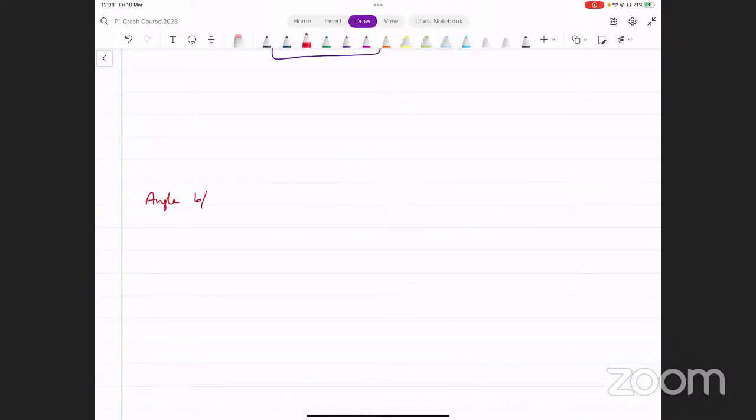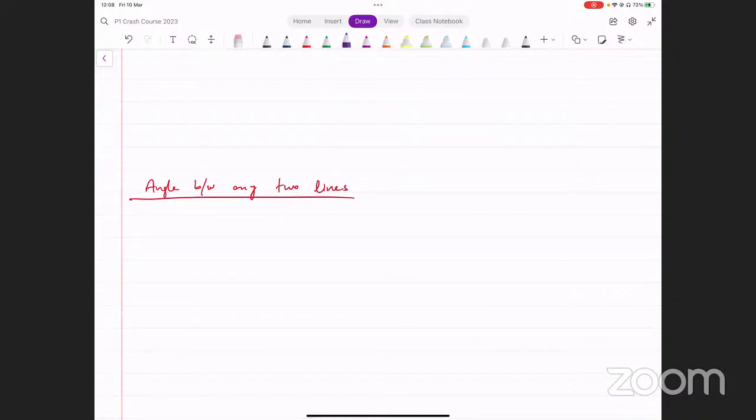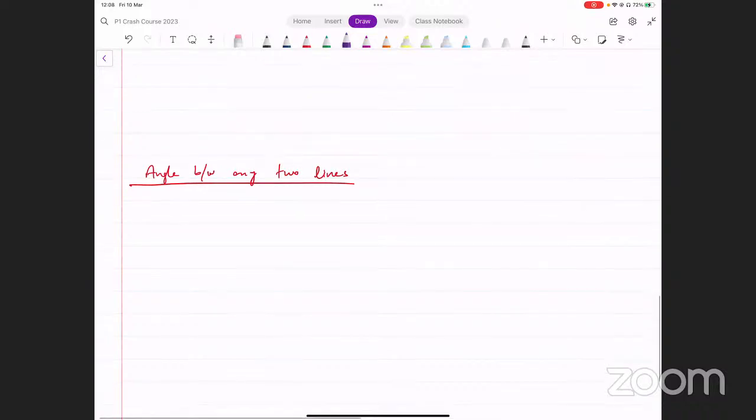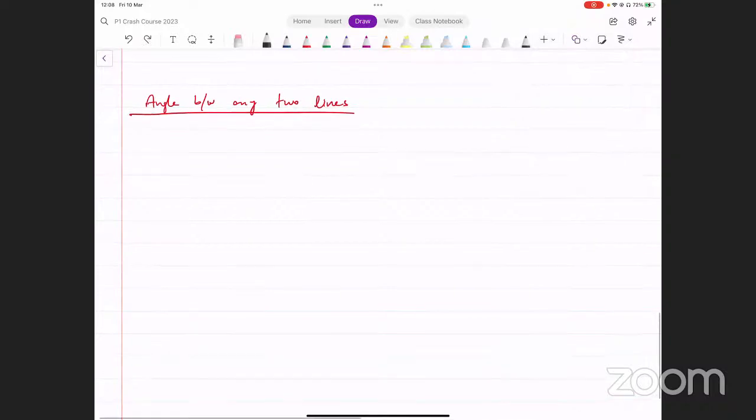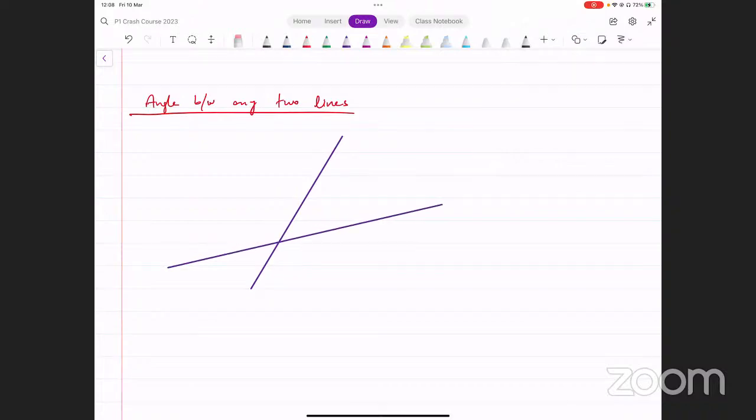Let's think about that. Angle between any two lines. How do we figure this out? Now, again, let's say we have two lines like this. You have one line like this, maybe something like this. And you have another line, which is going like this. You have these two lines.